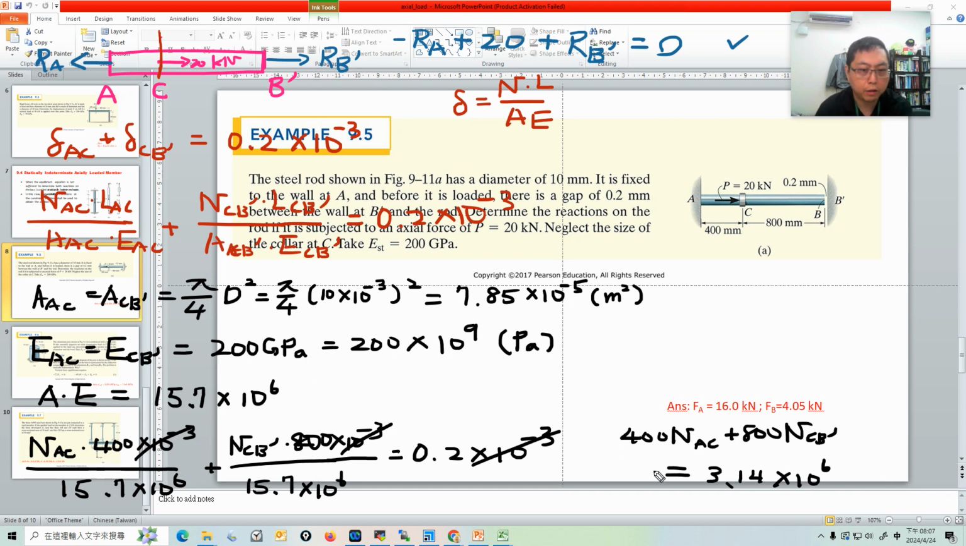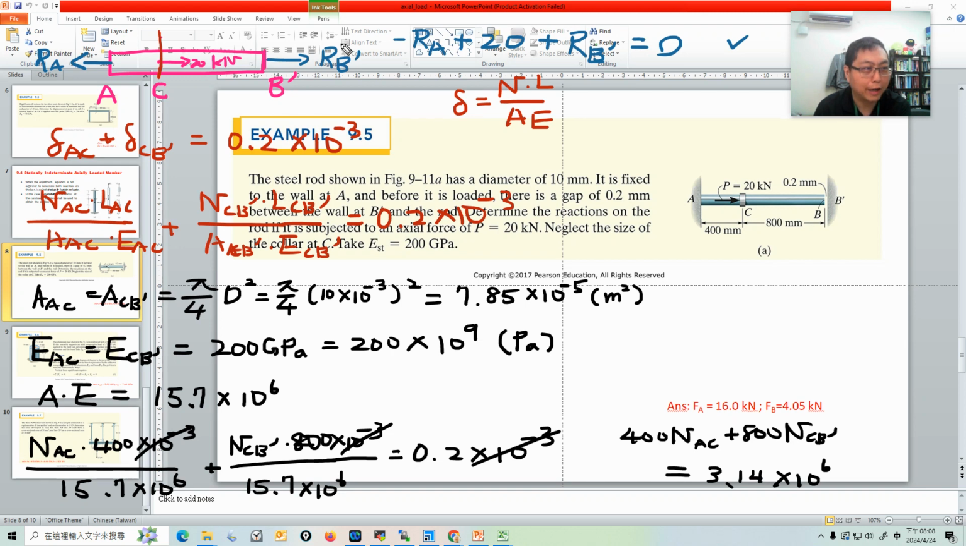So from the compatibility equation, we have this relationship between N_AC, the normal force of AC, and the normal force in the CB section. Next, can we find the relation between the normal forces and the reaction force? How do we find it?